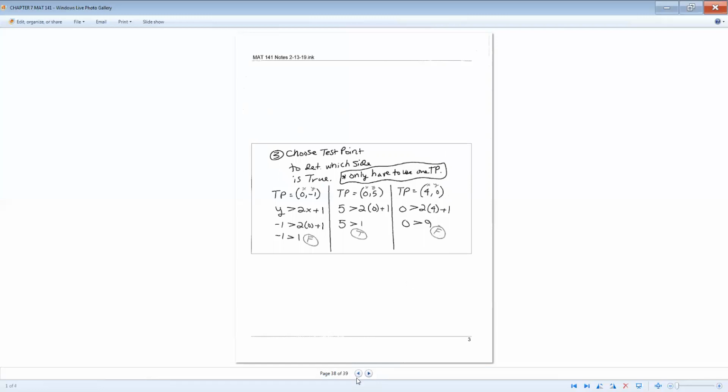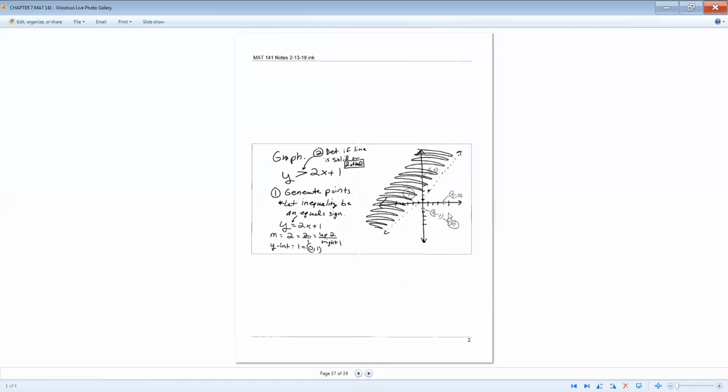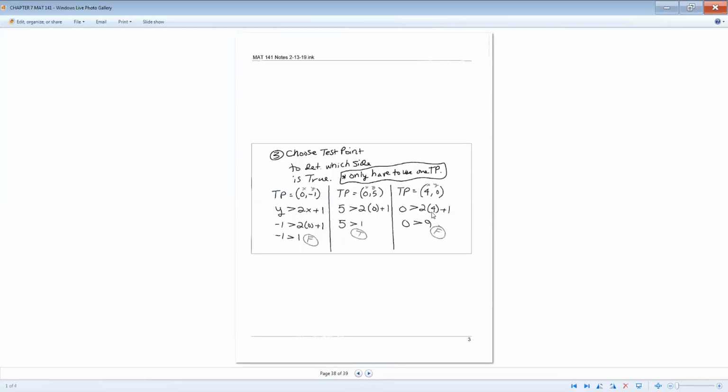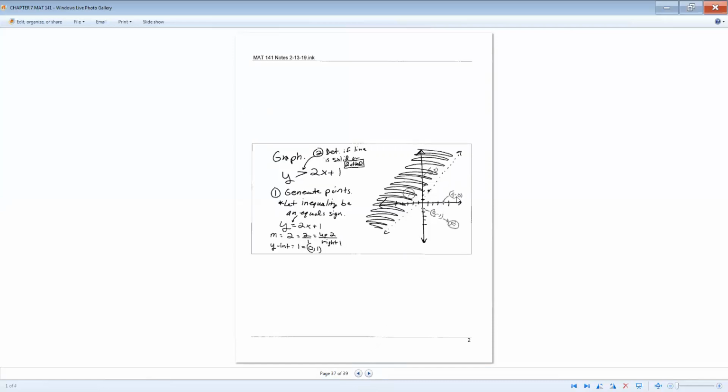Now, (4, 0) is on the same side as (0, -1). If what I'm saying is true about (0, -1), everything over here should be false. So (4, 0), plug that in. 2 times 4 plus 1 is 9. 0 is over here for y. 0 is greater than 9, which is false. So notice every point that I choose from on this side of the line will be false, and everything on this side will be true. And remember, what you want to shade is the true side. And so that's what we're doing over here.